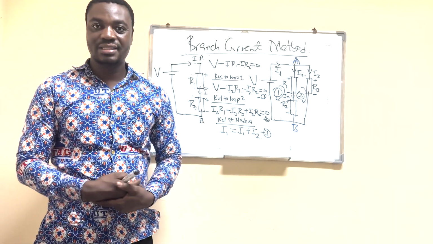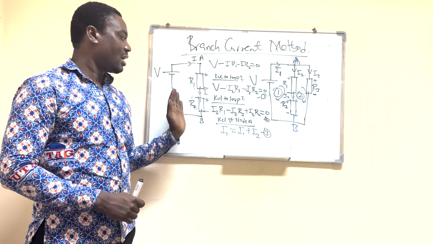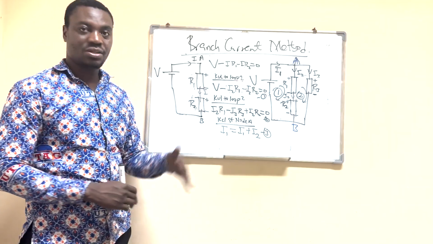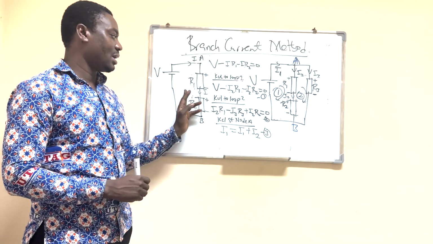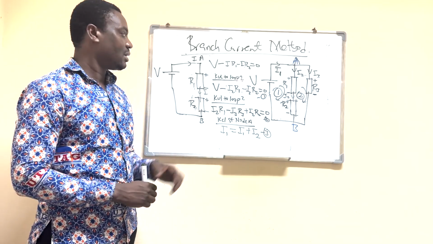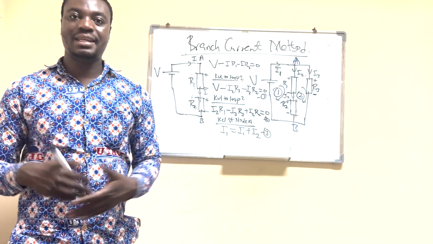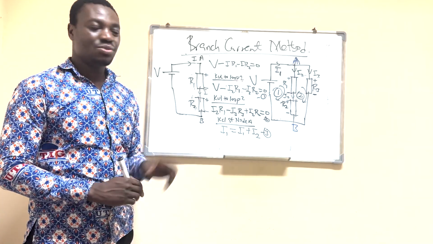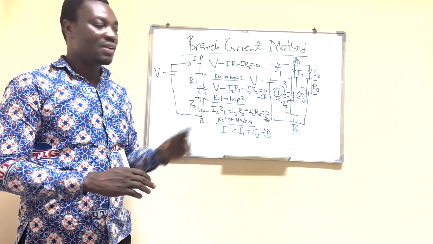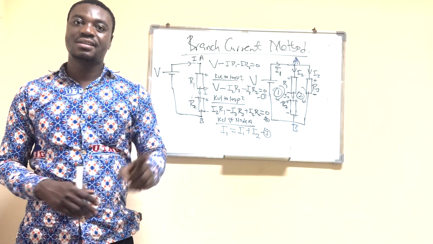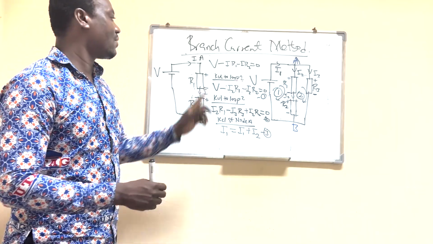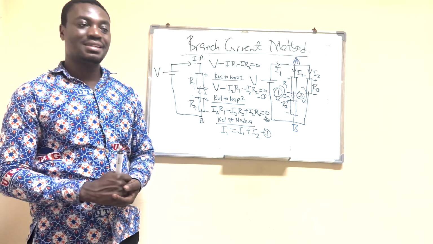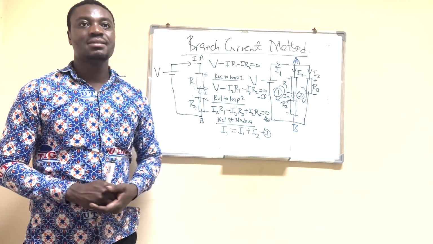Then we go to the third step, which is you now apply Kirchhoff's voltage law to the loops in the circuit diagram. As you can see here, we have only one loop, so we are going to write the equation on this. You can also see clearly that we have only one variable, because we are trying to find the current in the circuit diagram and we have only one current. So only one equation is enough to get that current.